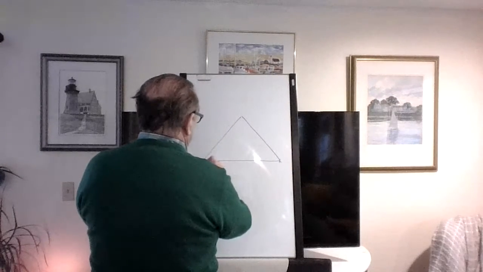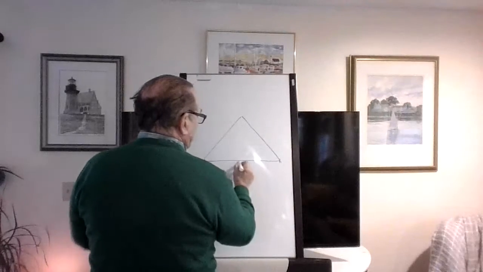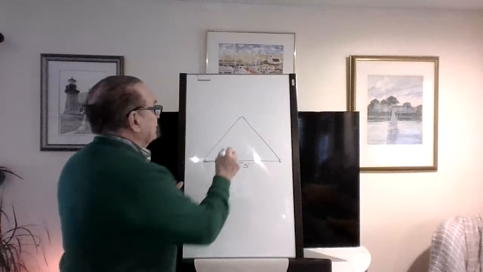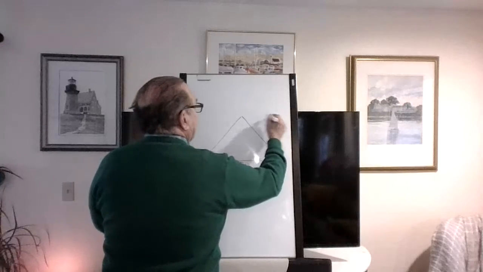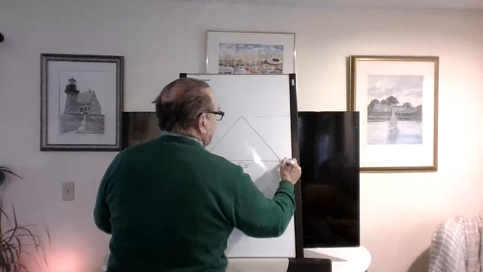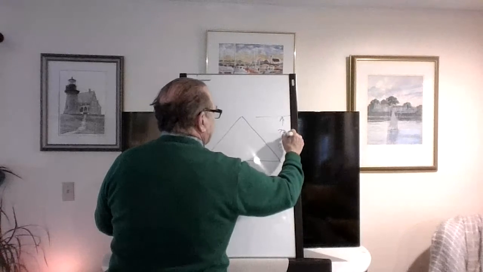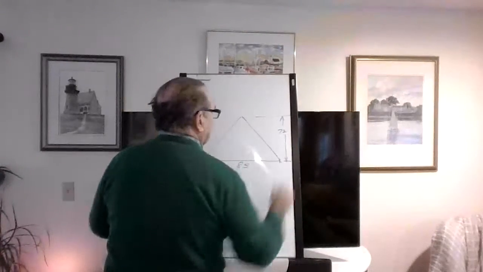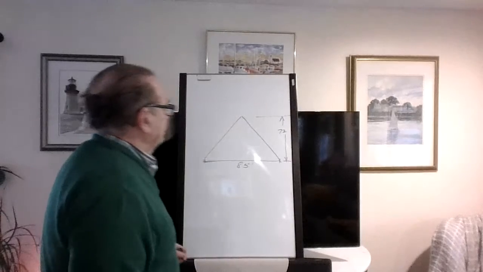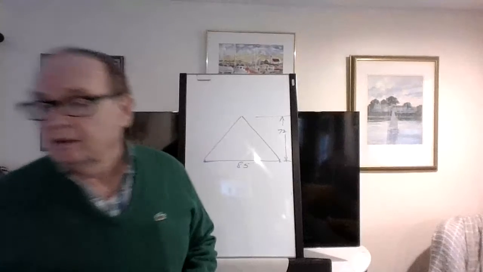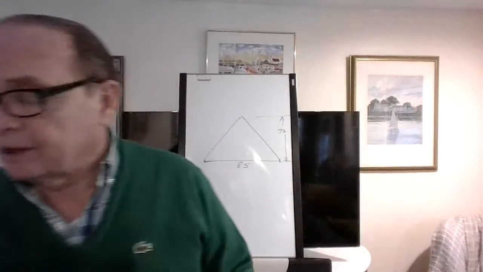Something like that. Okay, so this will be 85, like this. And this right here is going to be 72. Okay? That's how we find the area of the triangle divided by 2.